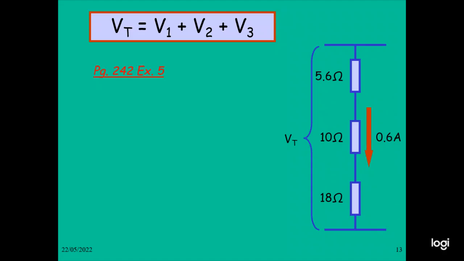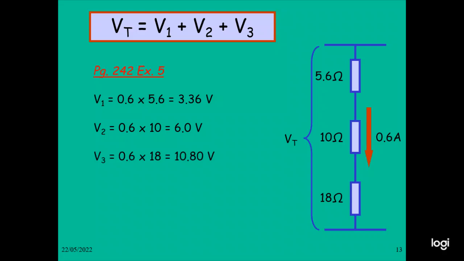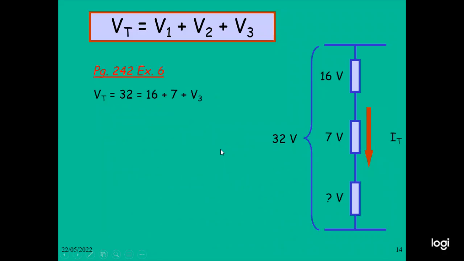And in this case a current of 0.6 ampere is flowing. The resistances are 5.6 ohm, 10 ohm, and 18 ohm. So V1 is 0.6 times 5.6, 3.36 volt. V2 is 0.6 times 10, which is 6 volt. V3 is 0.6 times 18 is 10.8 volt. So you add everything: 3.36 plus 6 plus 10.8, you get 20.16 volt.